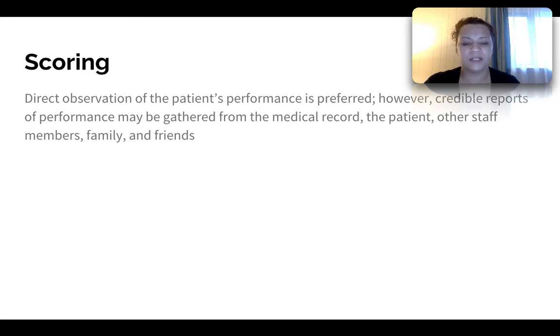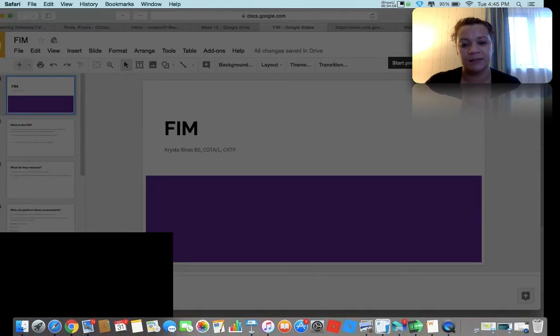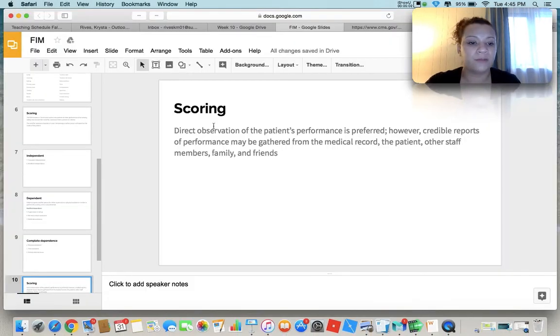Direct observation of the patient's performance is preferred. However, credible reports of performance may be gathered from the medical record, patients, other staff, caregivers, and friends. So, again, with this one, you want to be careful with getting your information from the patient. You might want to then contact a caregiver and see if they can paint a more clear picture for you. Look at the medical chart or talk to speech or PT. And whenever possible, you want to observe what the patient is doing, and that's going to give you the best score. So that's it for the PowerPoint.